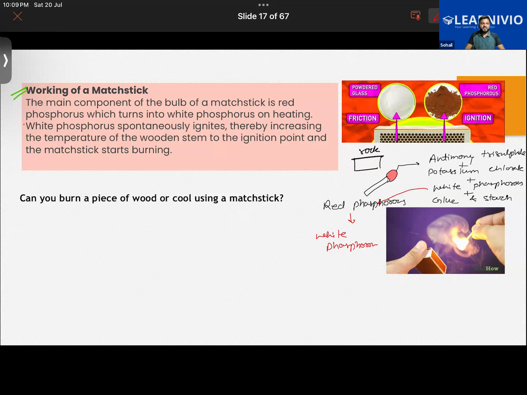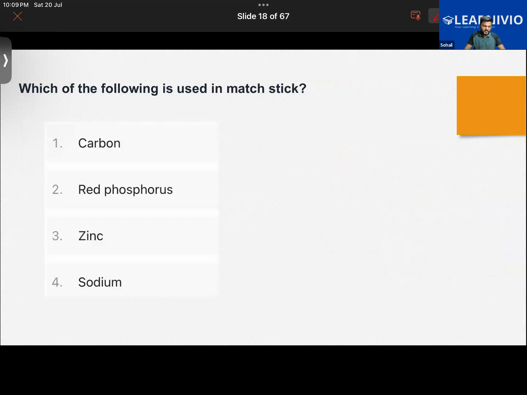So we will have to add some paper, some straw, some dry leaves, or some other things to burn the wood. Because burning lots of dry leaves or papers would raise the temperature, we'll be able to get the proper ignition temperature for wood, and then it will catch fire. So just a matchstick is not sufficient. Okay, answer this given question. Red phosphorus, very good. So it is used in the matchstick.